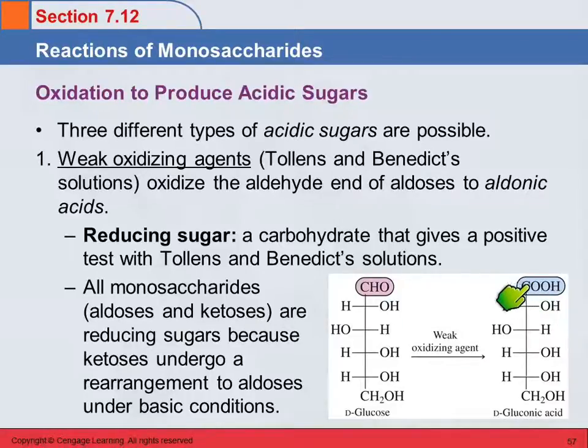In terms of naming, I don't believe I'm going to test you on this, but just so that you know why the names are here. For an aldonic acid, you take the glucose name and you change the ending to onic. So this is gluconic acid. Sugars that give a positive test with Tollens and/or Benedict's solutions are called reducing sugars.